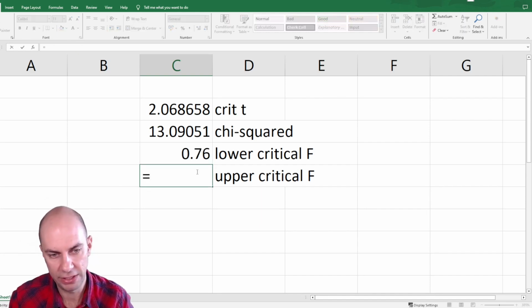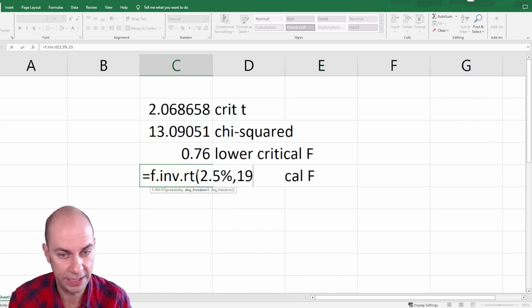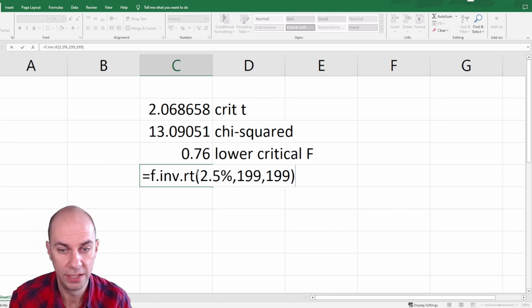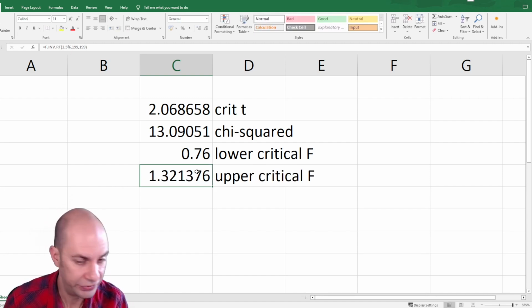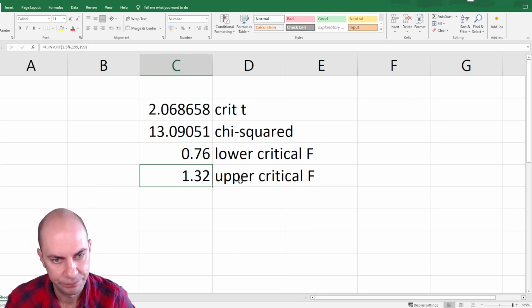And for the upper critical value, it's going to be F.INV.RT. Here I want 2.5% in that right tail. The degrees of freedom again will be 199 and 199, and I'm going to get 1.32, which I can round to 2 decimal places. So 0.76 versus 1.32.